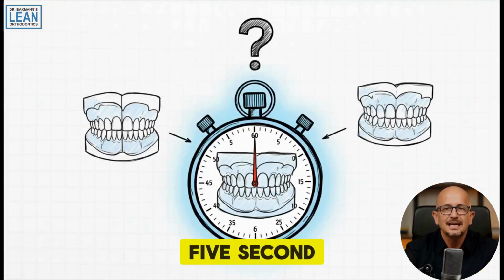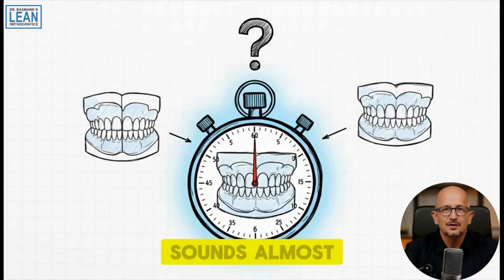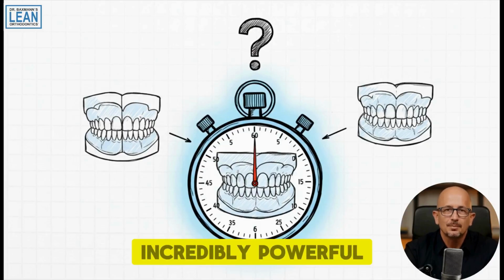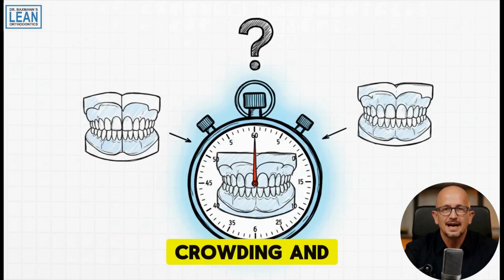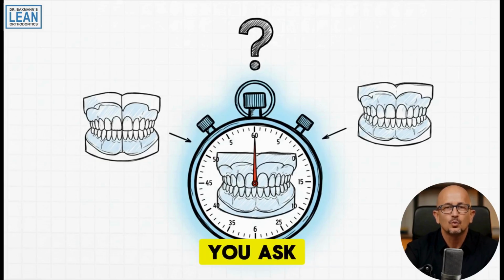First up is the 5-second model analysis. Now, I know it sounds almost too simple to work, but it's incredibly powerful. In literally just a few seconds, you can get a solid assessment of symmetry, crowding, and the basic spatial relationships. You ask one simple, decisive question. Do we have enough space, and are the teeth where they should be? That quick check immediately points you toward the heart of the treatment plan.